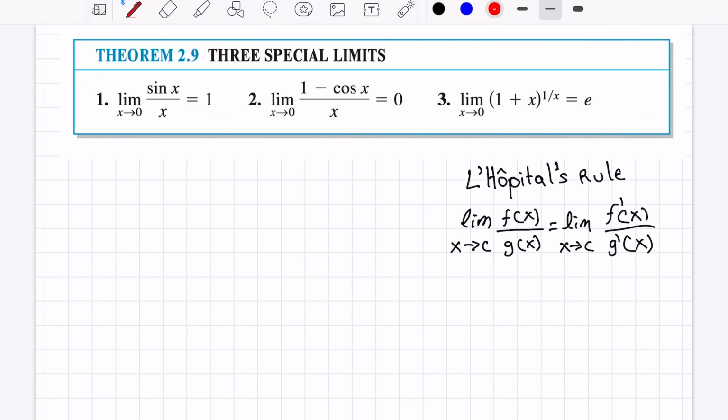We're going to prove that the limit as x approaches 0 of (1 + x) raised to the 1 over x is equal to e. So how do we achieve that?